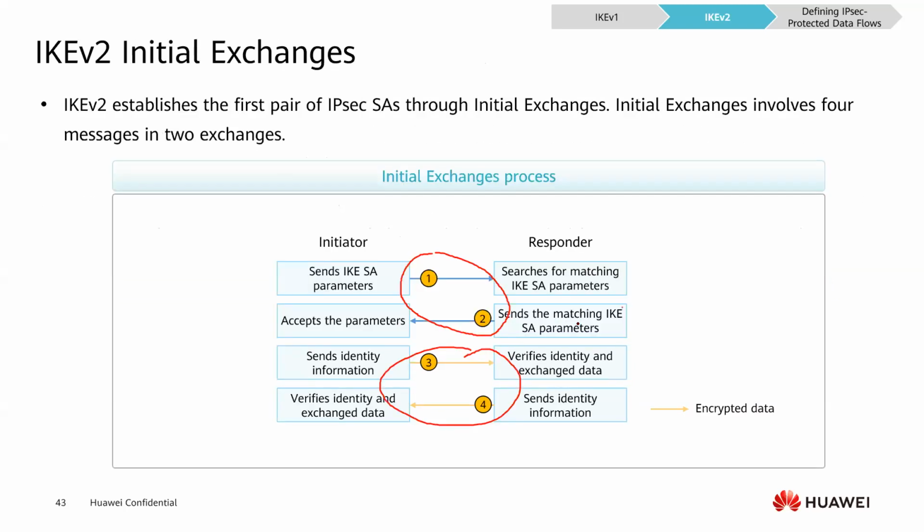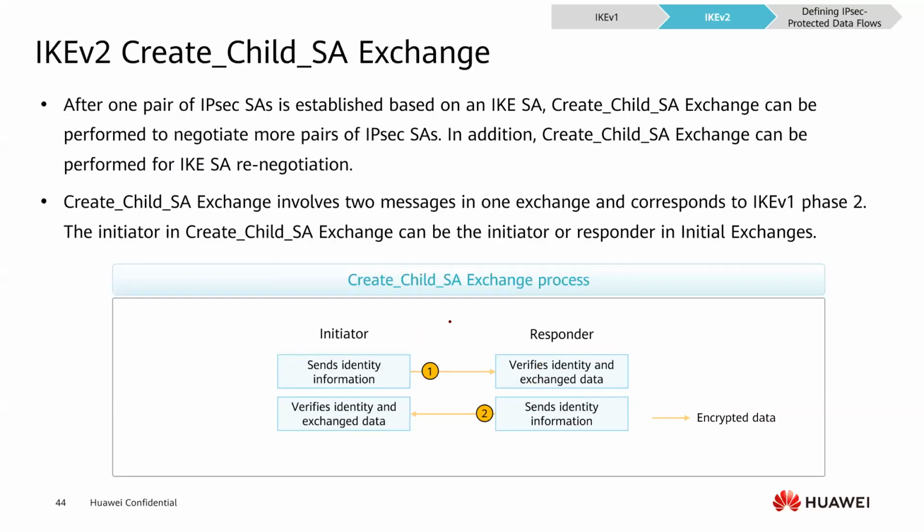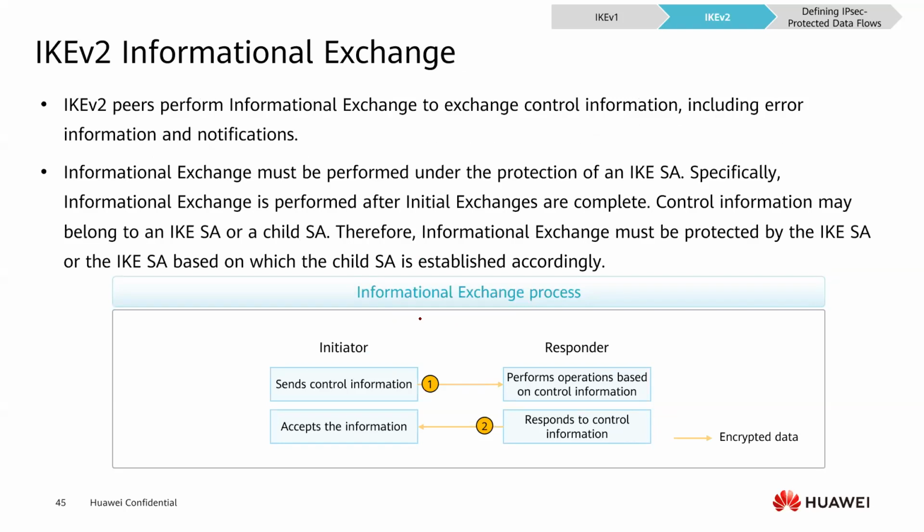After that, you have actually already created the IPsec kernel. And for IKEv2, when you try to create another IPsec kernel using the same IKE SA information, you can just use this create child SA exchange process to exchange another SA. There is also some information exchange, like performance or something.